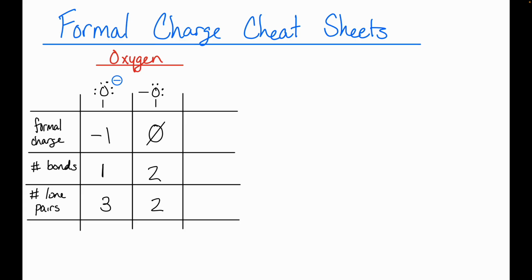All right, and what if I do the exact opposite? What if I turn a lone pair into a bond? So a pair of electrons that was just sitting on oxygen is now being shared with some other atom. Is that going to increase or decrease electron density? Decrease. So now I have a +1 formal charge. All right, so this would be oxygen now with 3 bonds and just 1 lone pair. That would give it a formal charge of +1.